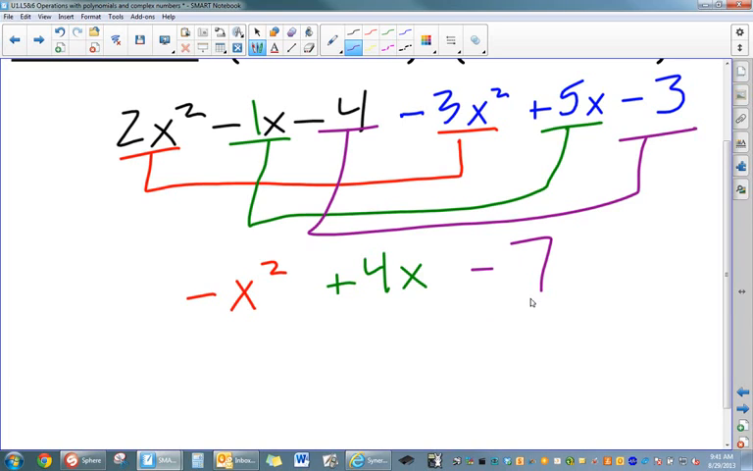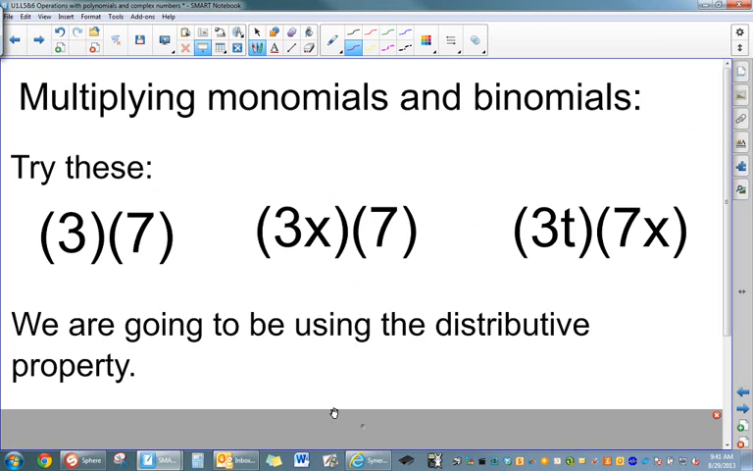Questions on the graph? Let's multiply. Multiplying. We are only going to multiply monomials and binomials for this course. So just monomials and binomials. All right, let's go ahead and try those.